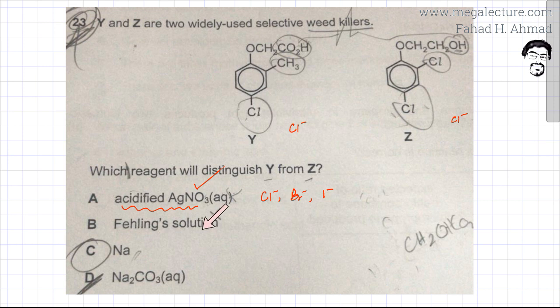Moving to Fehling solution. Fehling solution is an oxidizing agent which is used to identify aldehydes, because aldehydes get oxidized to carboxylic acids. So if you have an aldehyde, it's going to give a positive test. A red precipitate is going to be formed and a positive result would be obtained.